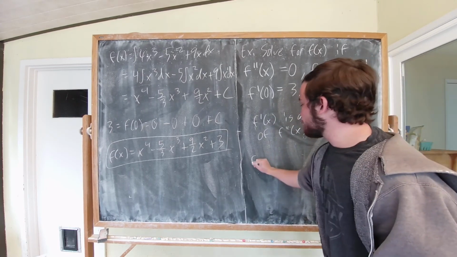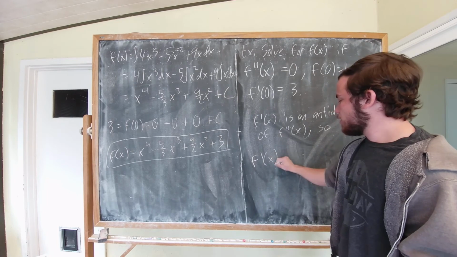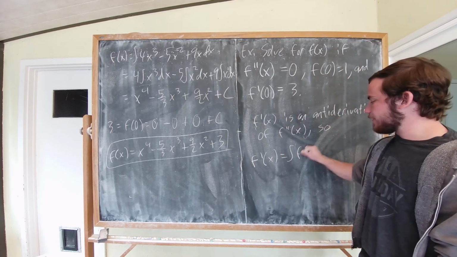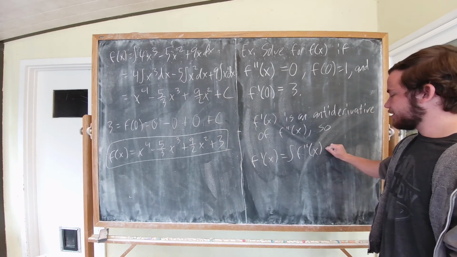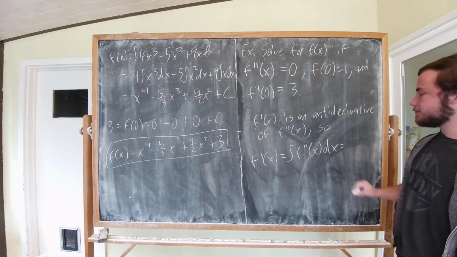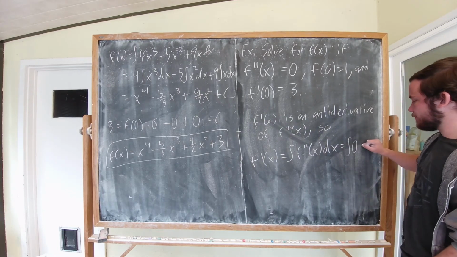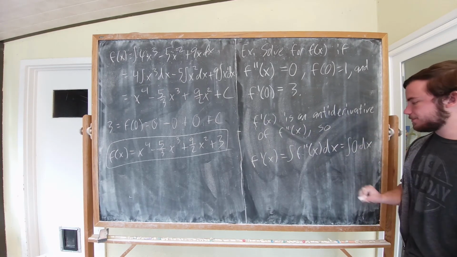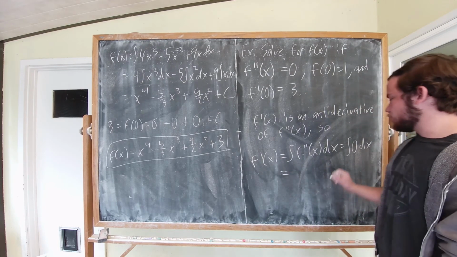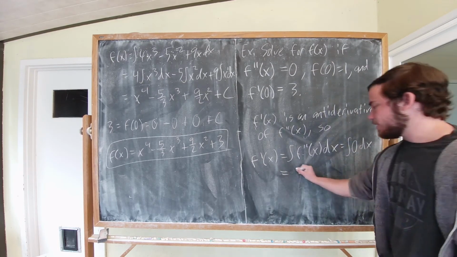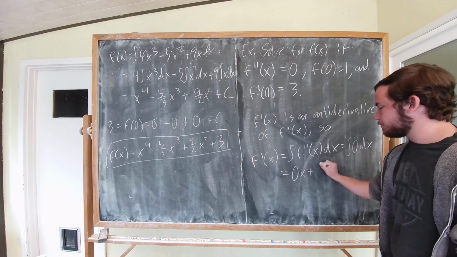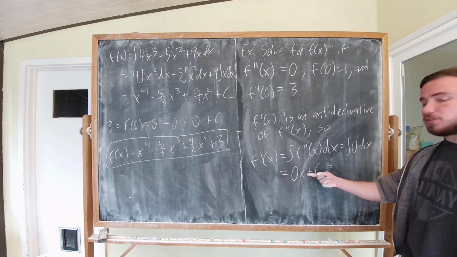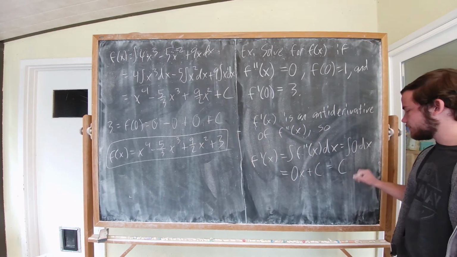So, f prime of x is the integral of f double prime of x dx. That's the integral of 0 dx, which according to constant rule is 0x plus c. 0x plus c is just c.